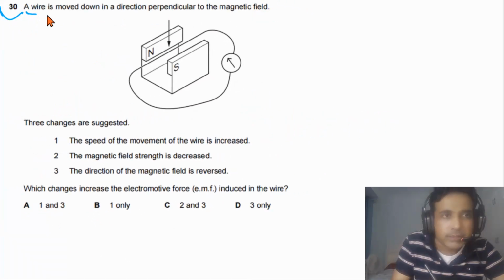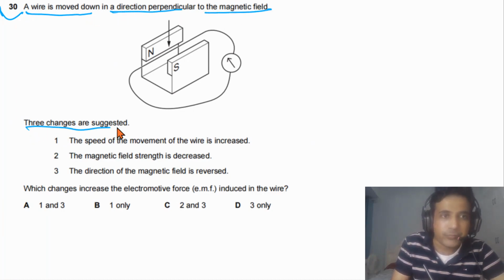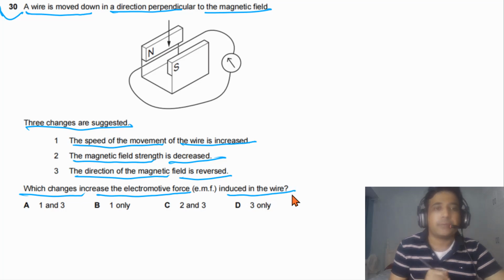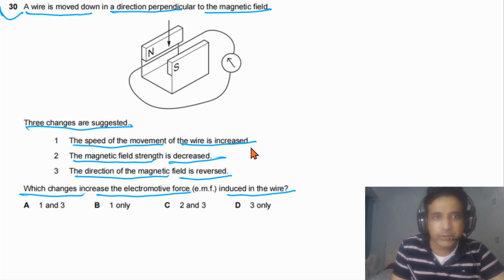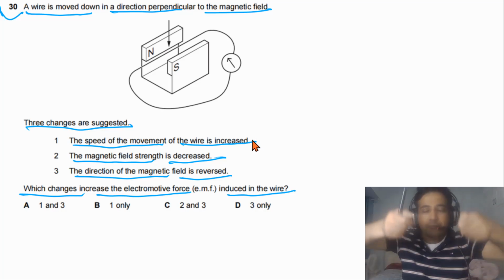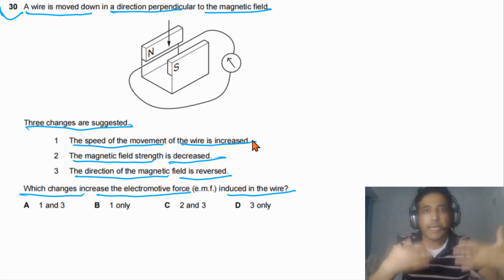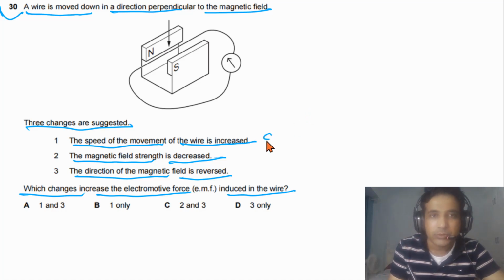Question 30 says a wire is moved down in a direction perpendicular to the magnetic field. Three changes are suggested. The speed of the movement of the wire is increased, the magnetic field is decreased, the direction of the magnetic field is reversed. Which changes increase the electromotive force induced in the wire? If you look at the first change, speed is increased. If we move the wire faster, it means we have more mechanical energy that will be converted into electrical energy. So in this case, EMF will increase.